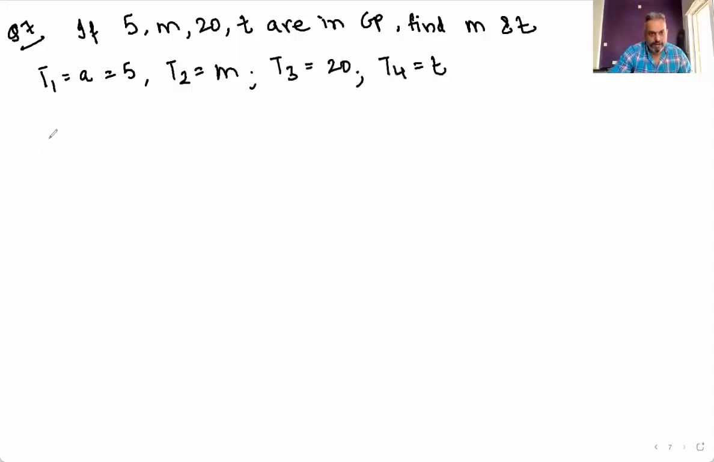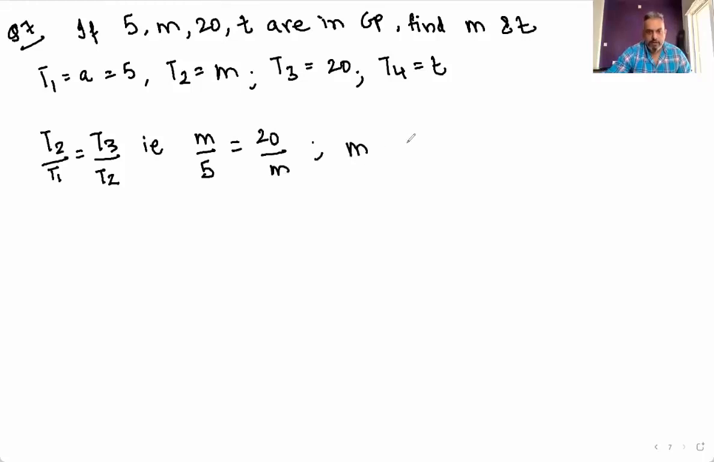So first we will take T3. T2 upon T1 is equal to T3 upon T2. That is M upon 5 is equal to 20 upon M. Cross multiply. So M square is equal to 100. Therefore, M is equal to plus or minus 10.